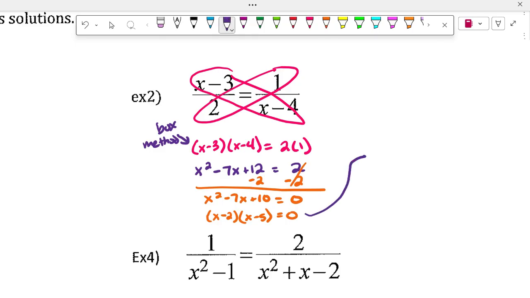How do I finish up solving? Set them both equal to 0 and solve. So x is equal to 2, x is equal to 5. Now, I really need to check just this one denominator here because that's the only one with an x in it. 2 minus 4, obviously not 0. 5 minus 4, obviously not 0. They both work. So x is equal to the set of 2, 5.